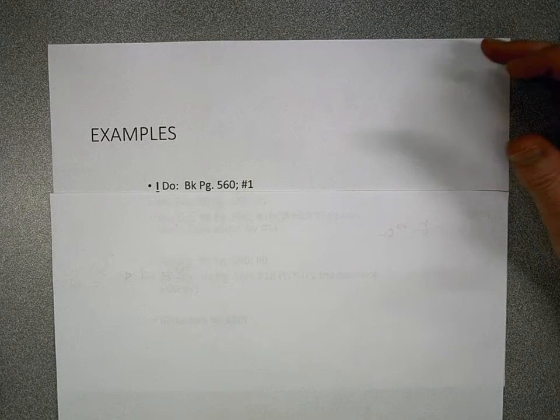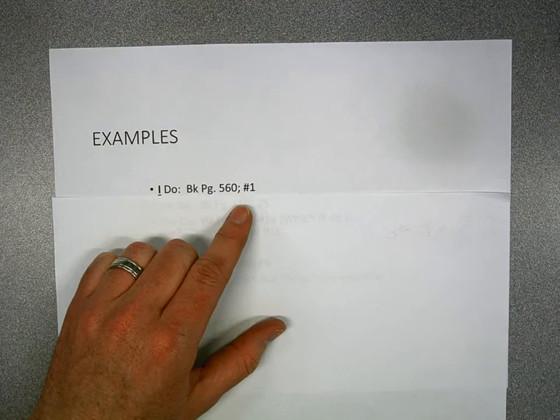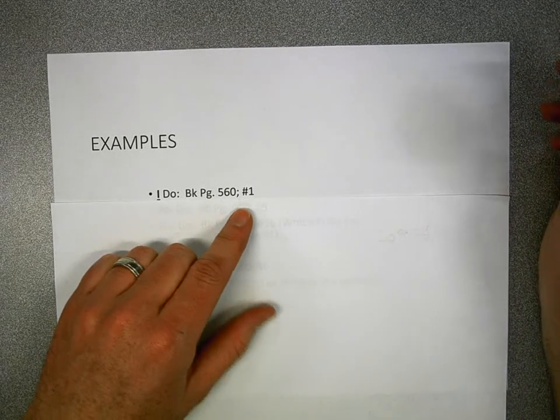Okay, so for circumference of a circle, if you haven't gotten there yet, go ahead and grab your book, flip over to page 560, take a look at problem number 1. In the directions, it says find the circumference of each circle, rounding to the nearest tenth. You don't have to actually write this down. Just go ahead and watch really quickly.